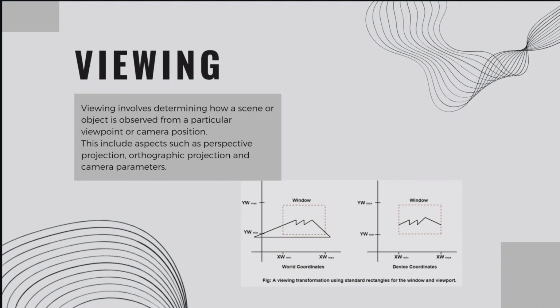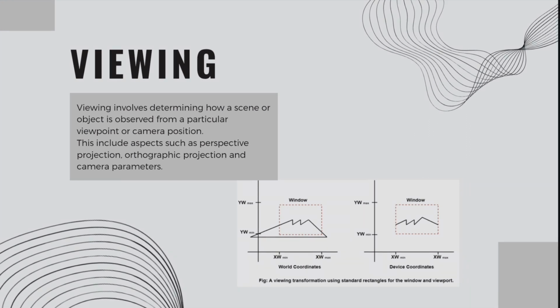Now let's talk about viewing. Viewing is all about perspective. It's how we transform three-dimensional scenes into two-dimensional images that we can see on our screen, from adjusting camera angles to defining field of view. Viewing parameters play a crucial role in how we perceive virtual worlds.